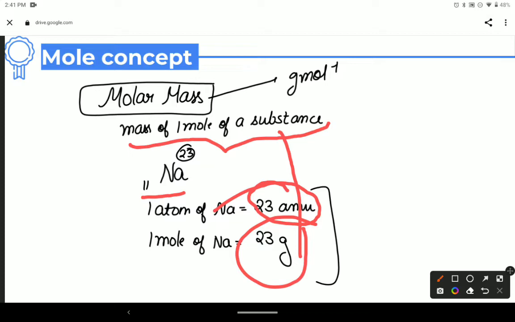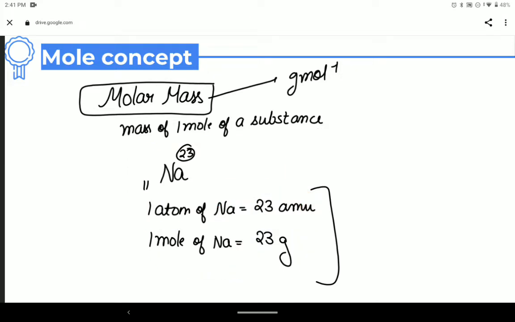I should make it simpler actually. See, 1 mole means 23 grams, right? Like that, for an atom also, the physical quantity atomic mass unit is introduced, I told you, no? So 1 atom means 23 AMU, 1 mole means 23 grams. So this is the unit of this one, this is the unit of this one, okay?